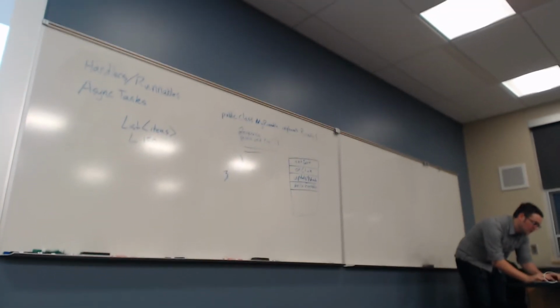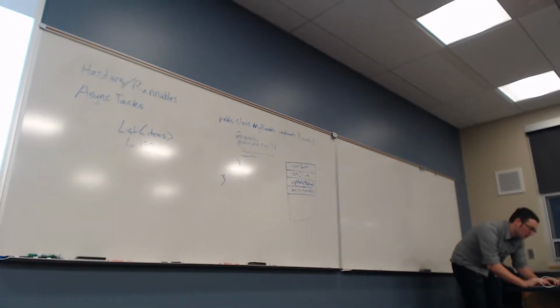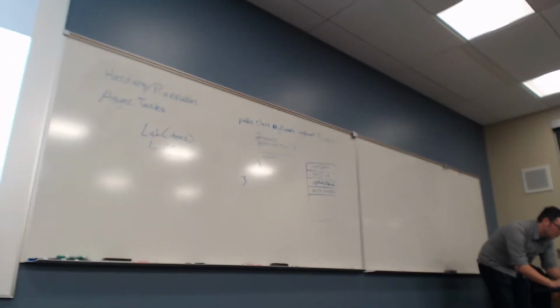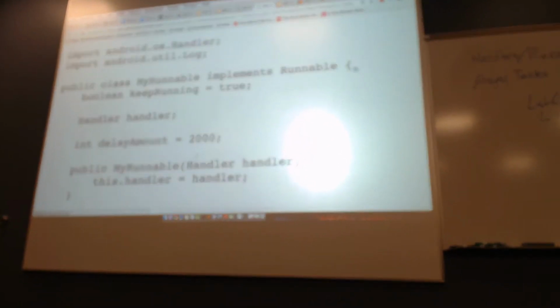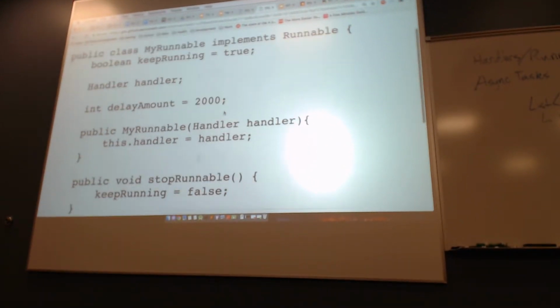Run it just like you would with thread, right? You can use it like a for loop. If you have this runnable, we have a delay amount, 2000. It runs in milliseconds, so I guess I'll explain this. Does anyone have any questions on what the runnable interface is for?